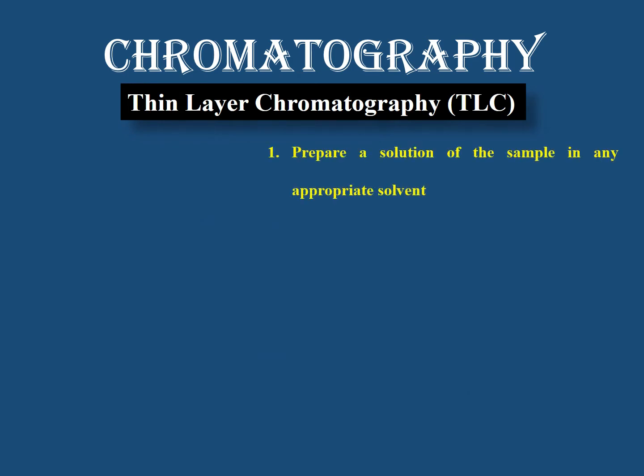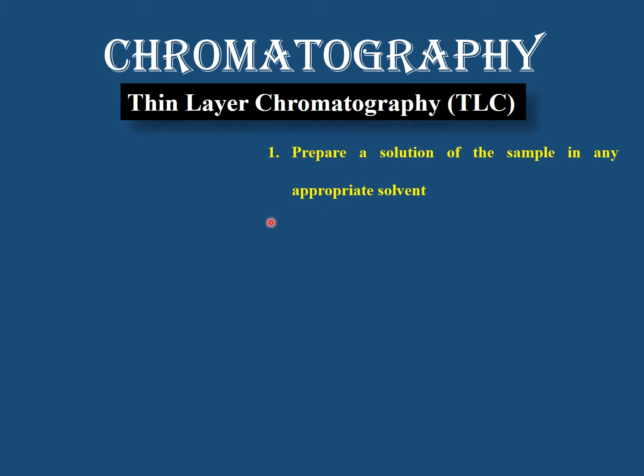So let's see the different steps involved in the experiment. In an experiment of thin layer chromatography, the very first step is to prepare the solution of your sample in any appropriate solvent. So the first step is to prepare the solution of the mixture in any appropriate solvent in which all the components of that particular mixture would be soluble.